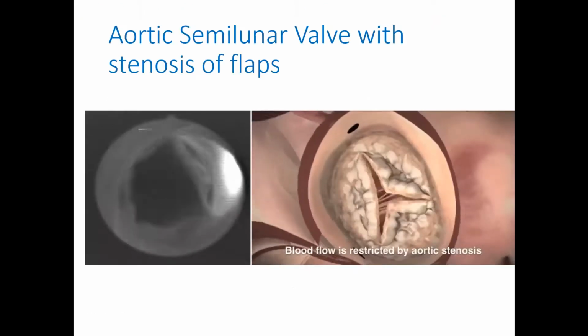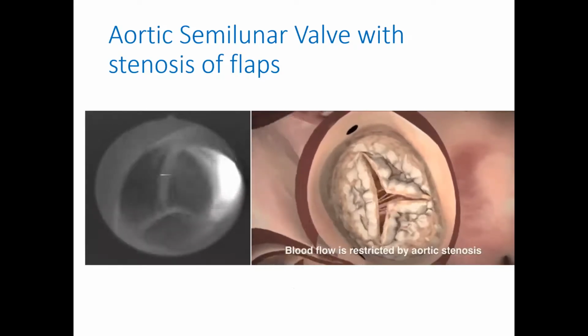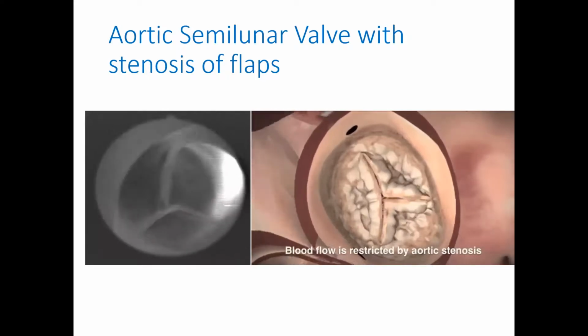Now, this is that example of stenosis. The flaps become calcified and brittle. Notice how the flow is significantly reduced. On the image on the left, we're seeing a healthy aortic semilunar valve. On the image on the right, we're seeing the valve when it's restricted through stenosis. It becomes very brittle. It won't move. It won't respond.